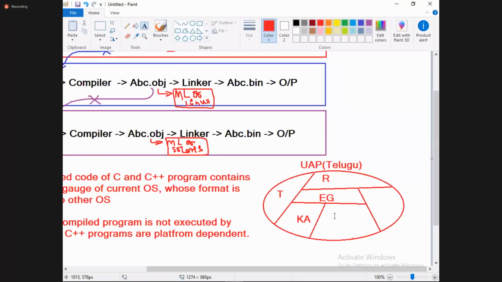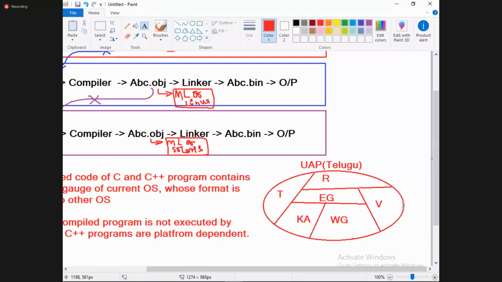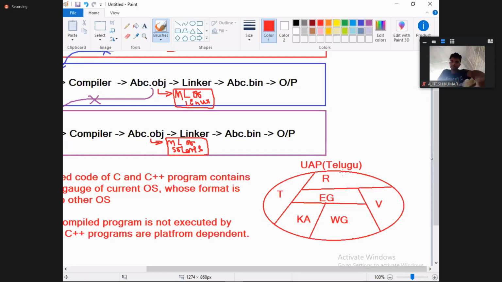Okay, don't worry about regions. Just like that I'm taking West Godavari, and then this is Vijayanagaram, and then the border of Orissa, right? Vijayanagaram, Vizag. So these are the different parts in our United Andhra Pradesh. All of us speak Telugu only, but the Telugu language you are speaking changes from one place to another.